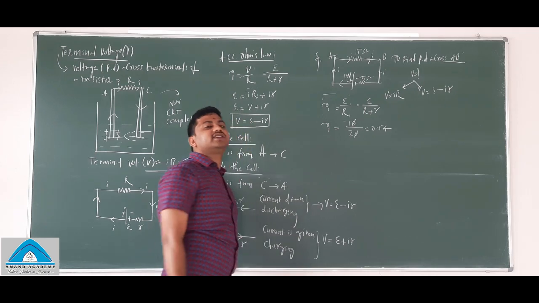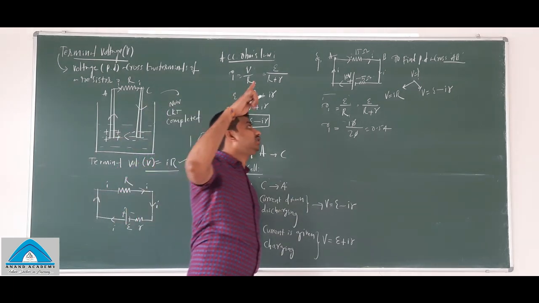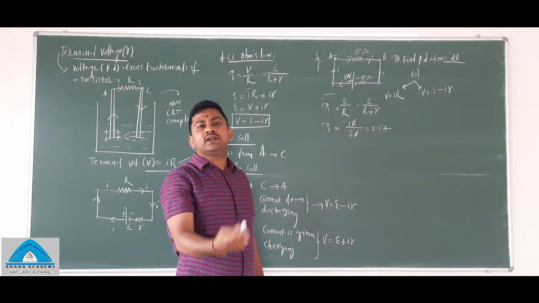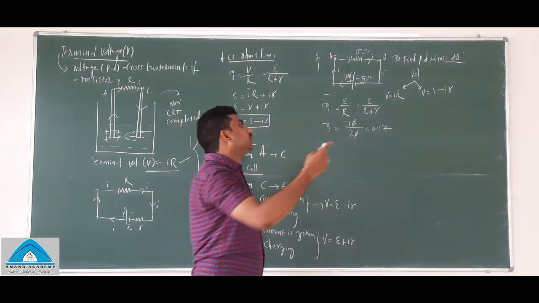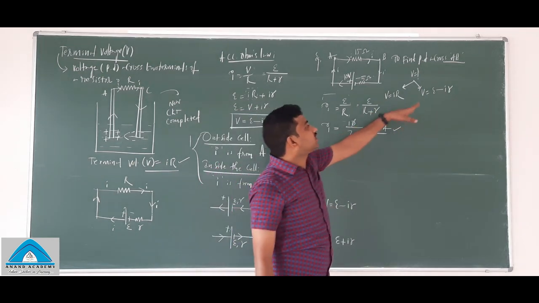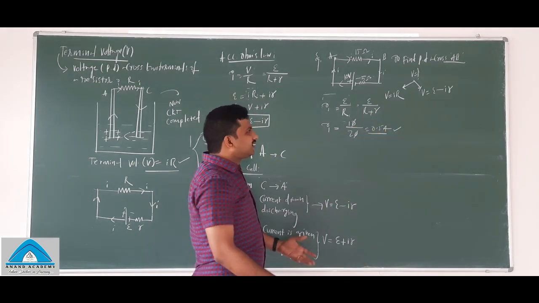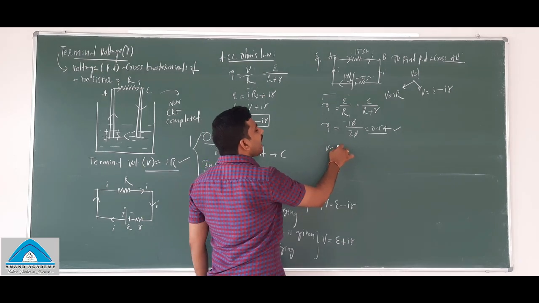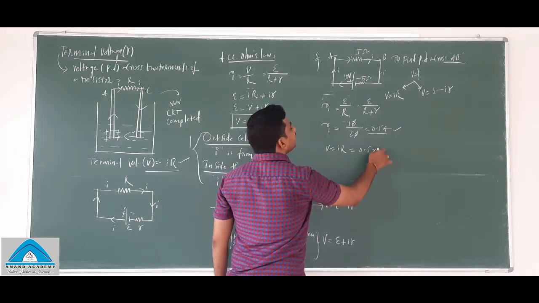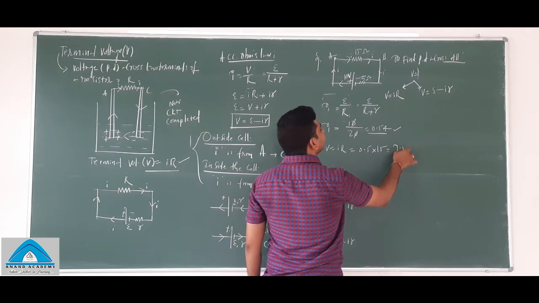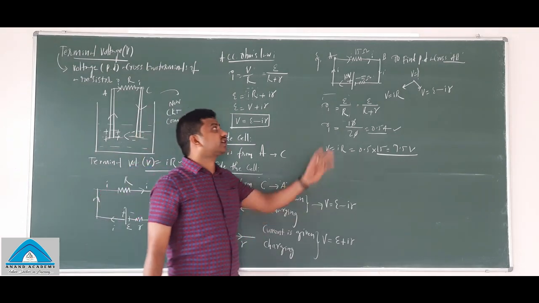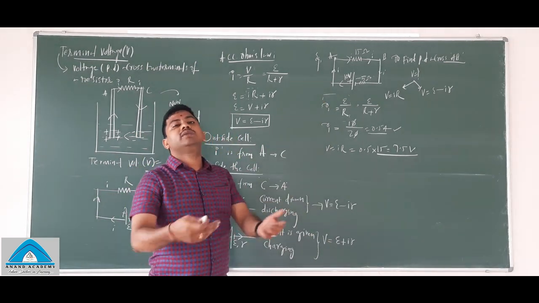So the current passing through the circuit, the current drawn from the cell, is it charging or discharging? It's discharging. When the current drawn from the cell is 0.5, you can easily find the potential difference across AB. So V is equal to IR. I is 0.5, R is 15, so that is 7.5 volt. It's the potential difference across AB, or the terminal voltage.